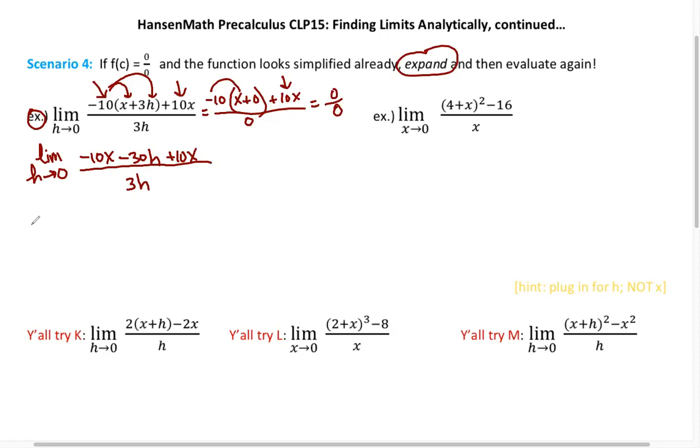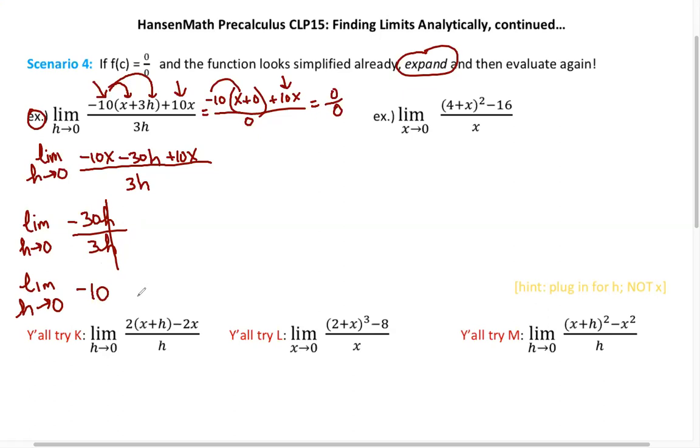Well, let's do a rewrite. The limit as h approaches 0. Let's clean up this numerator. We have a negative 10x and a positive 10x. Those offset. So we have negative 30h over 3h. Well, let's do another rewrite and see if we can clean it up a little bit more as h approaches 0. The h's will cancel. H divided by h cancels to 1, and negative 30 divided by 3 is just negative 10.